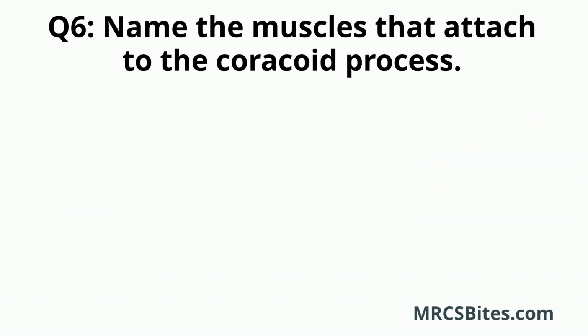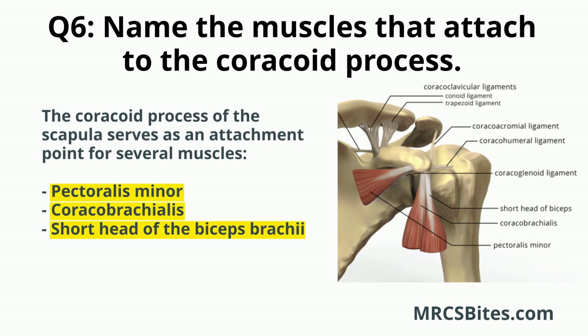Question 6. Name the muscles that attach to the coracoid process. The coracoid process of the scapula serves as an attachment point for several muscles. Pectoralis minor, coracobrachialis, short head of the biceps brachii.